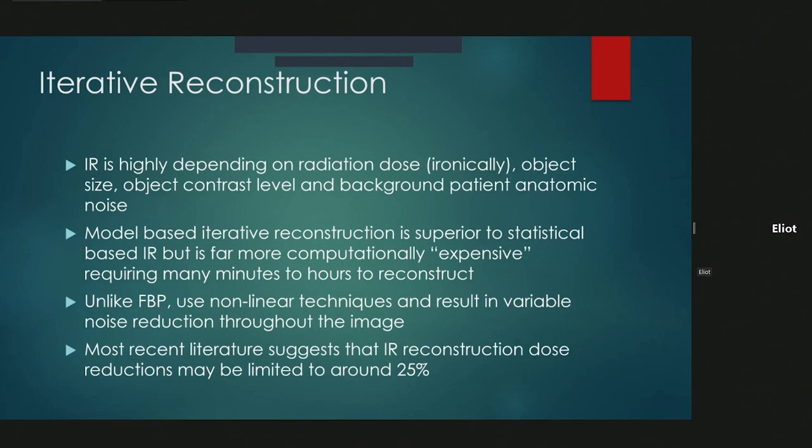In addition to statistical-based iterative reconstruction, one can do model-based iterative reconstruction, which is more computationally expensive to the point that it can take many minutes or hours and would be impractical for a reconstruction in most CT environments. Unlike filter back projection, iterative reconstruction uses nonlinear techniques, and so it results in a significant variation in noise reduction throughout an image. Most of the recent literature looking at iterative reconstruction techniques seems to suggest that the limit in ability to actually reduce dose may be 25%. And even at that level, it's not clear what the compromises are with regard to image quality.